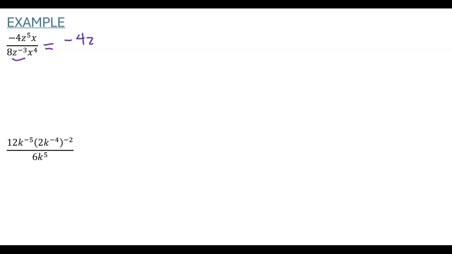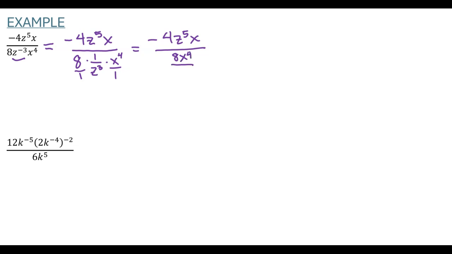So the top I'm going to leave just as is for now. In the bottom, I would like to think of that as 8 times 1 over z cubed times x to the 4th. And I'm going one more step with that before I fix it and show you how it ends up in the top. If we remember that 8 is really 8 over 1, and similarly with x to the 4th, we can multiply this together and say, okay, multiplying across the top gives me 8x to the 4th, and the bottom is just a z cubed.